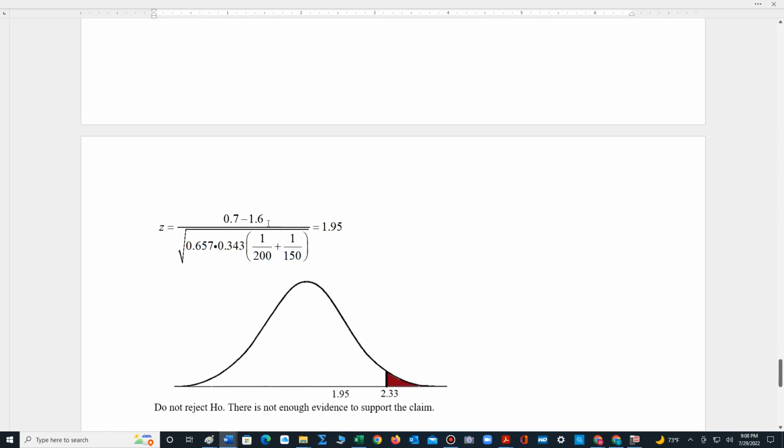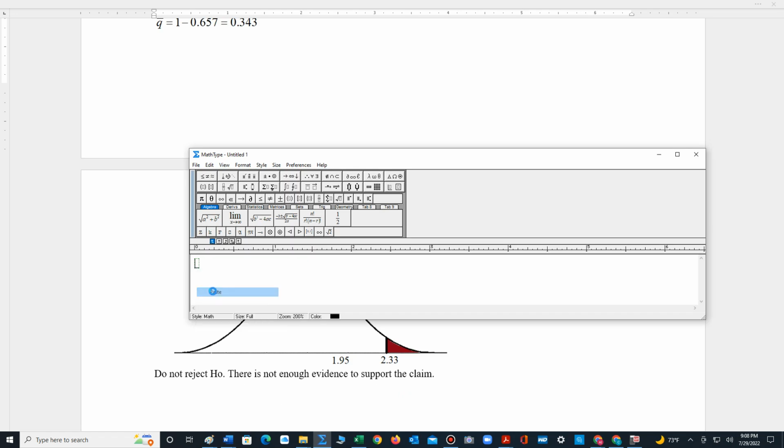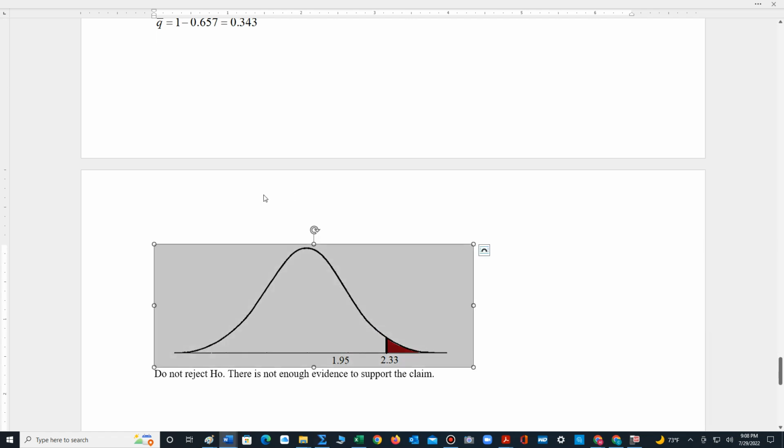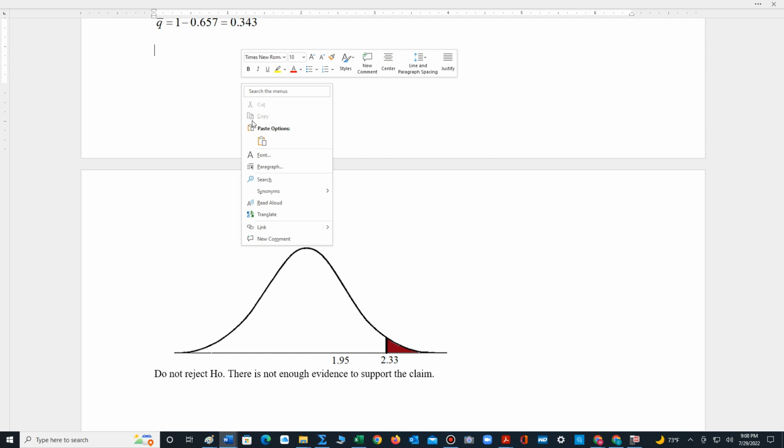Oh, I see what the issue is. There's a typo in this problem, and I have to correct it. The typo is that 1.6 was typed in. It should be 0.6. Sorry about that. Let's go ahead and recalculate this value.